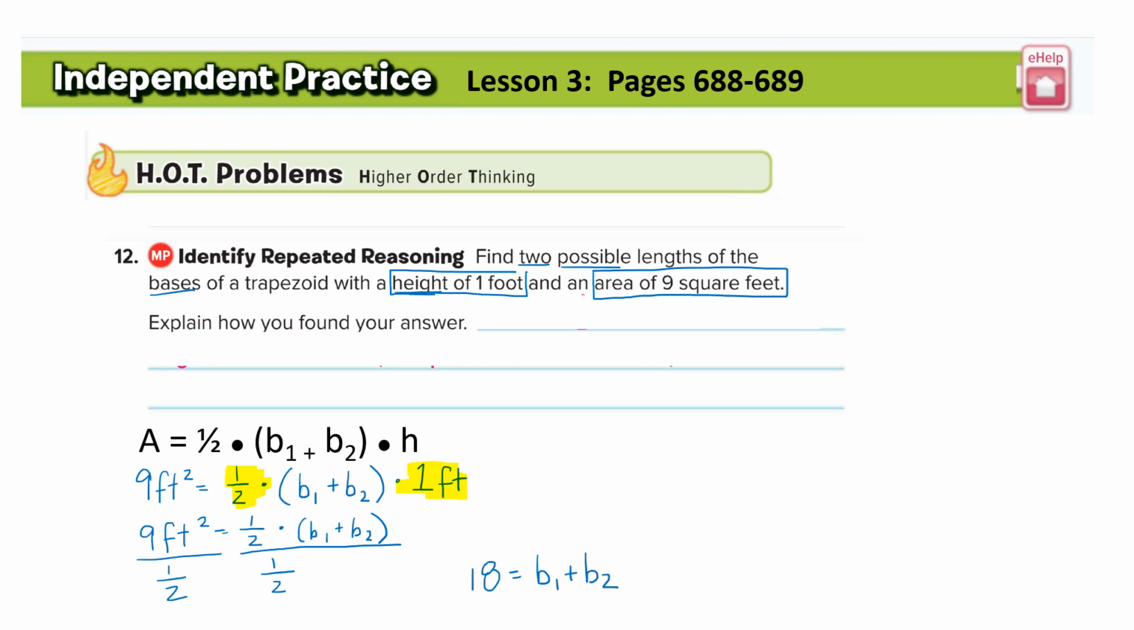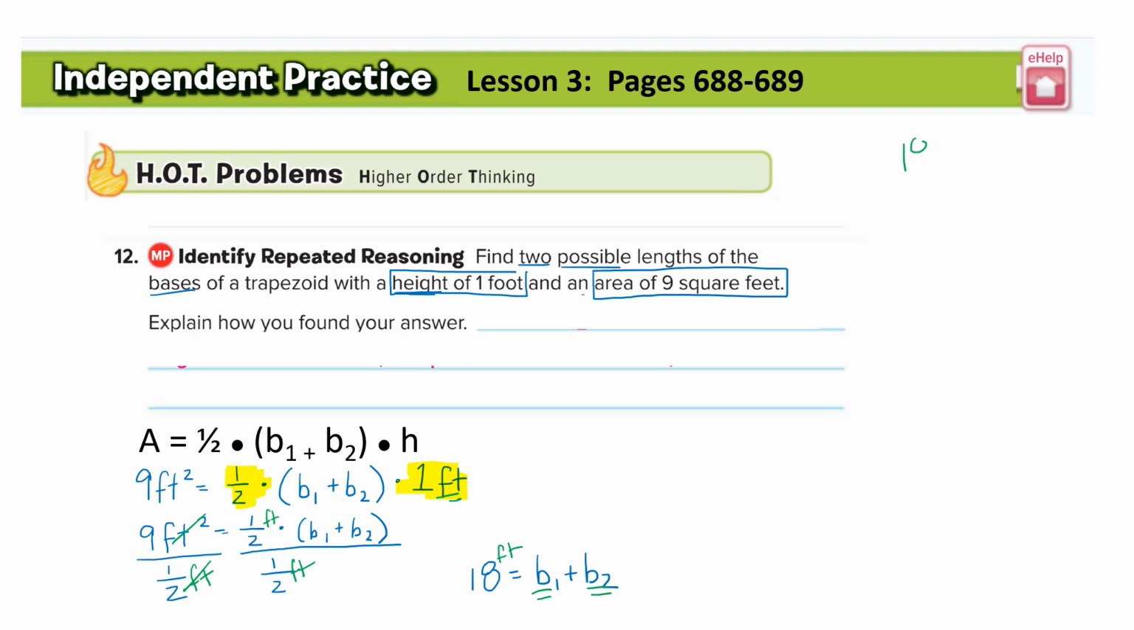So now all you need to do is figure out two measurements that would give you a value of 18. Now this is feet squared. I'm not going to get into it, but this is feet, because we multiplied by feet here, so that cancels each other out. So anyway, that's feet. You just need two measurements that add up to 18.